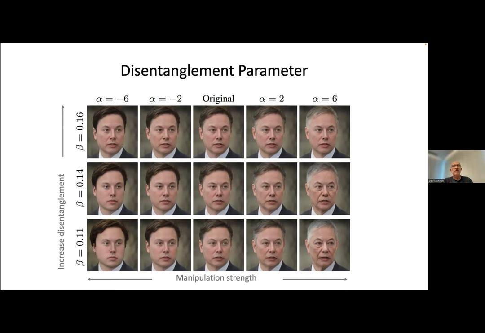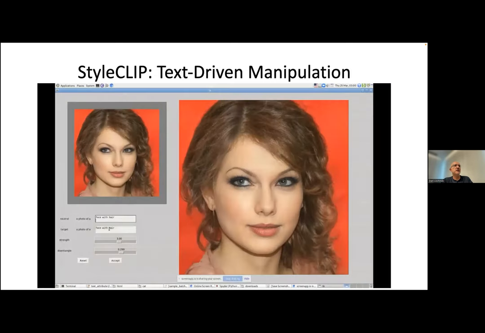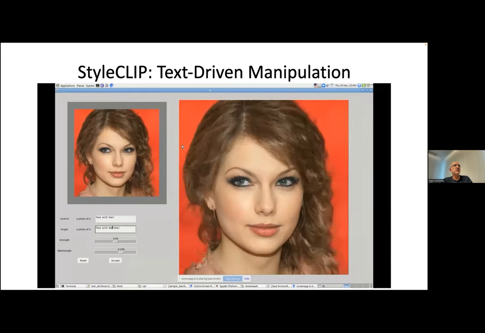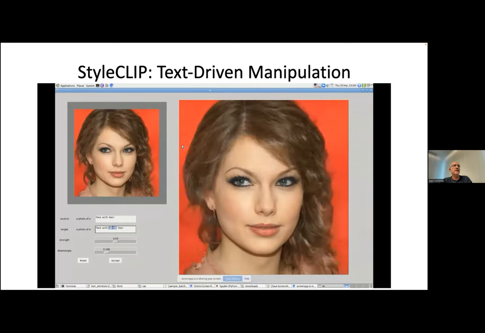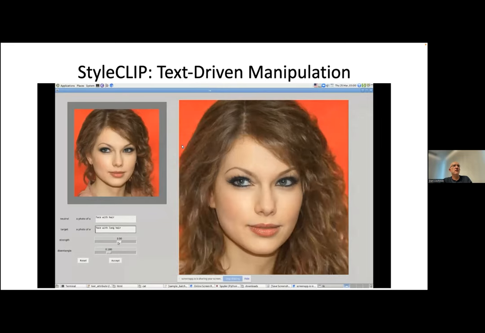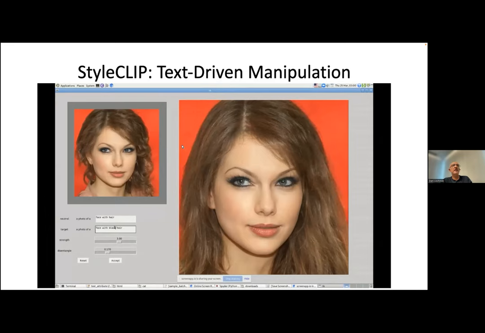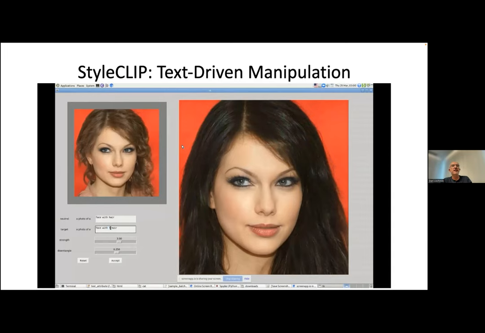Okay, so after analyzing the channels, which only takes a couple of seconds, you basically can manipulate the image interactively. And here's a video that shows some of those manipulations. So for example, when we type face with curly hair, the hair changed to curly. We type another style of hair, the style changes, and we can control the magnitude of the change interactively by the slider that we have. We can change the hair to be long or straight. And every time we enter a sentence like that, we analyze which channels are suitable for implementing this change. And then this change can be applied interactively.